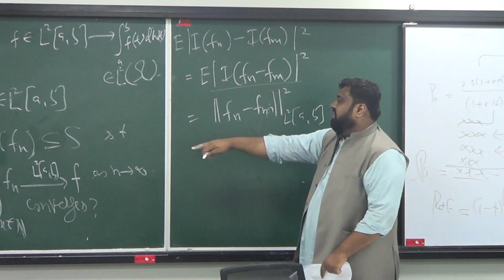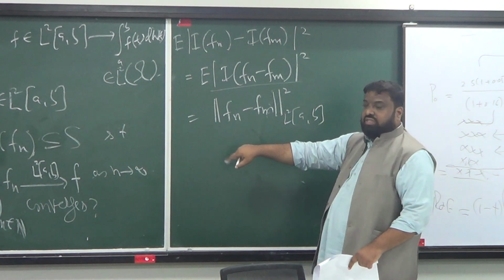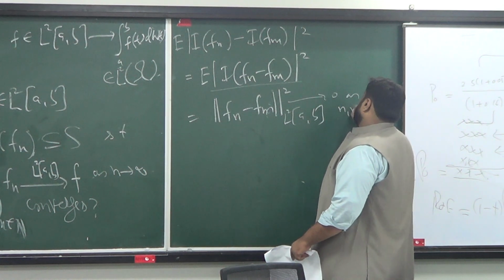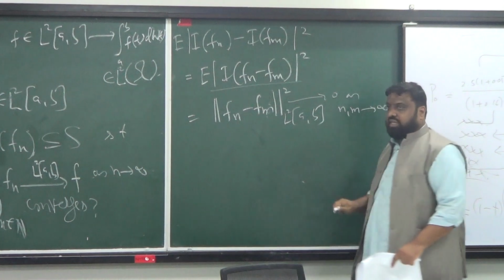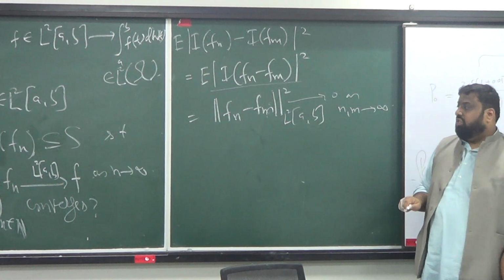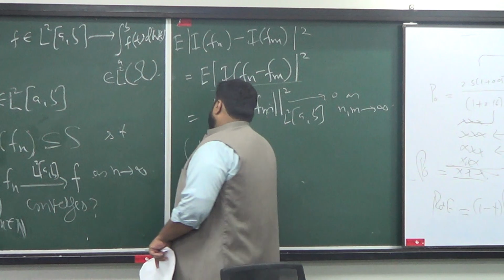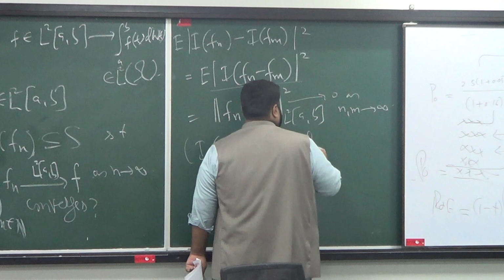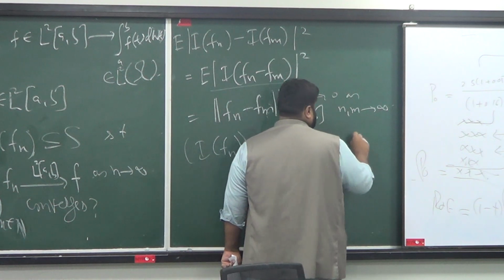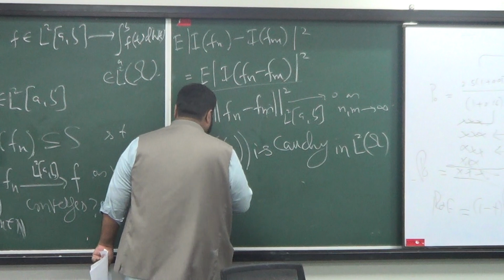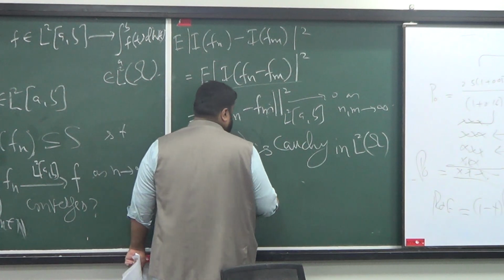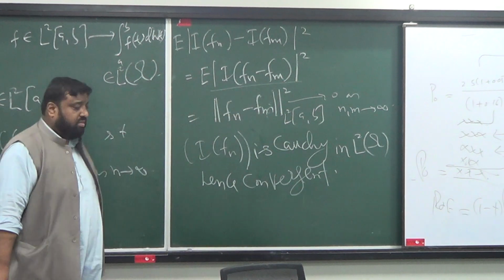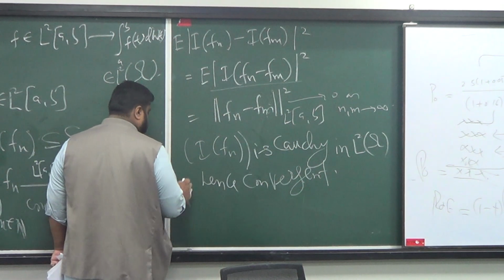If I know that this is a convergent sequence of step functions in L2(a,b), it must be Cauchy. So this goes to 0 as n and m get bigger and bigger. So this shows that I of fn is Cauchy in L2(Ω), and hence convergent.